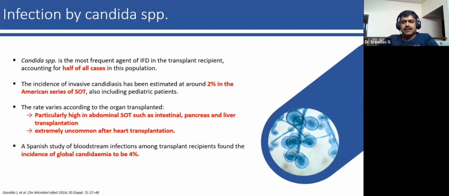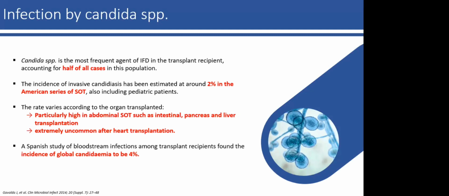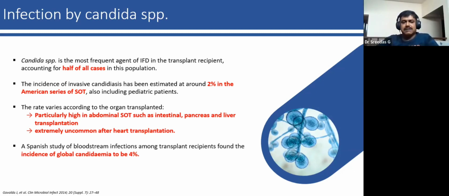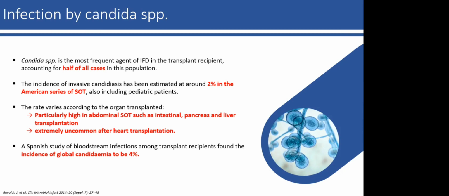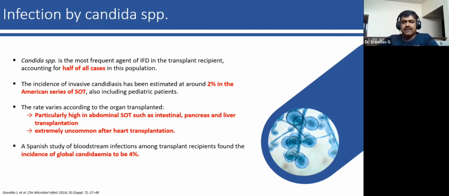So I will be discussing two invasive fungi today. One is Candida and the second is Aspergillus. Candida, as we have seen in the transplant study, is the most frequent invasive fungal disease in the transplant recipient, and it accounts for half of all cases in this population. Its incidence is around 2%, and invasive Candida is particularly high in abdominal solid organ transplants like intestinal, pancreatic, and liver transplantation.